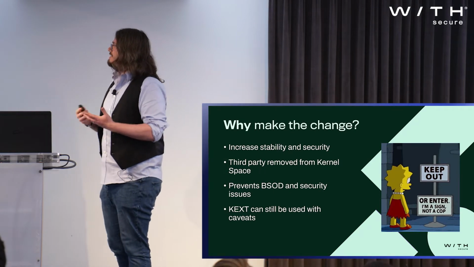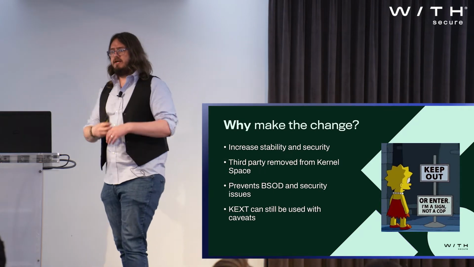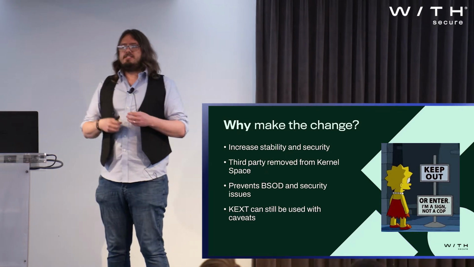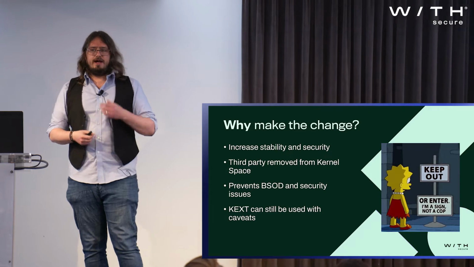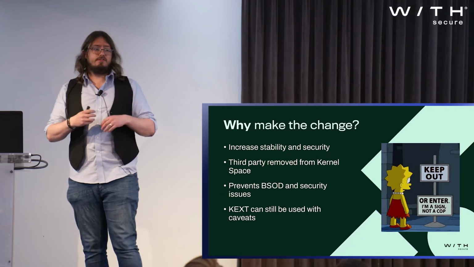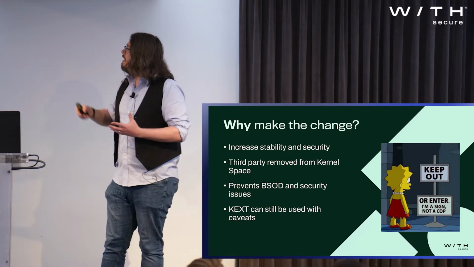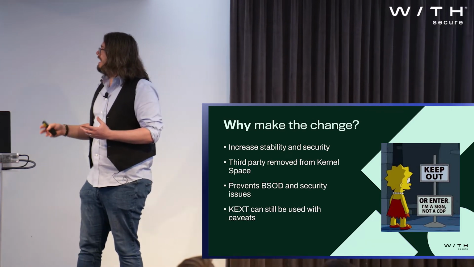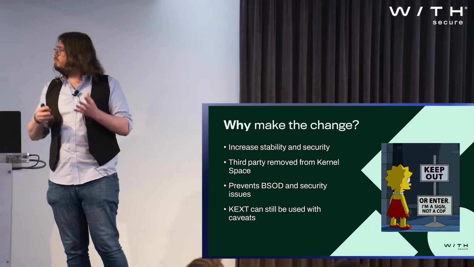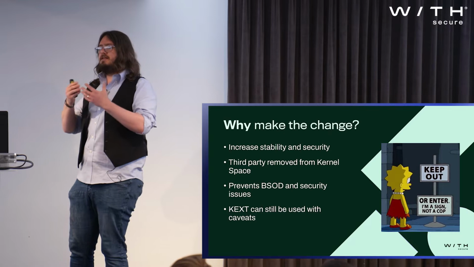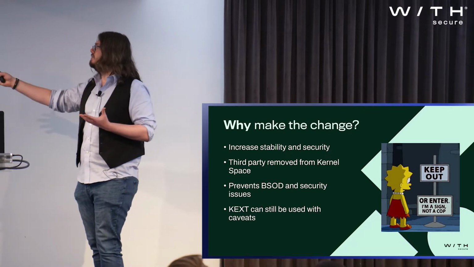But why did they make that change in the first place? Why did they remove the access to the kernel? The main reason they said is for stability and for security. Because third-party access to kernel space in general has security problems, Apple's removal of third-party access eliminates that almost entirely. It also increases the stability of the system, preventing black screens of death, or BSODs.